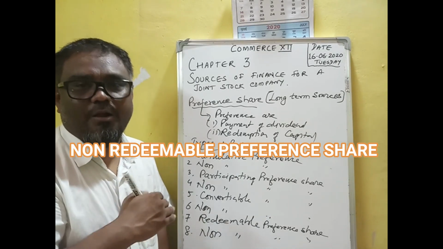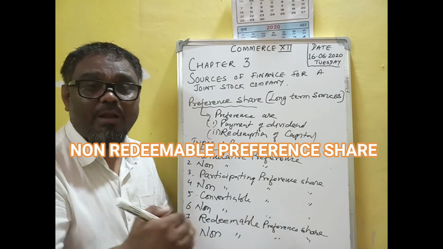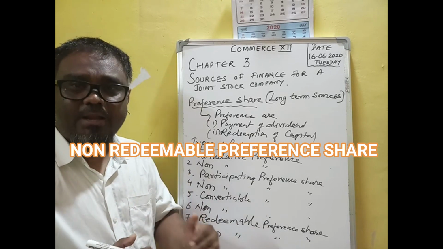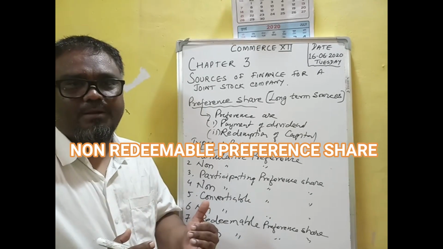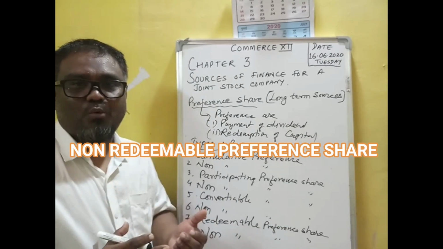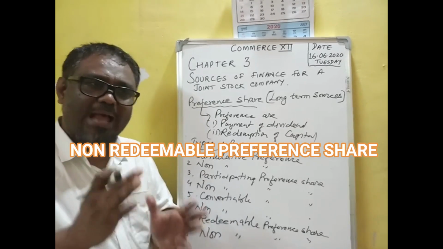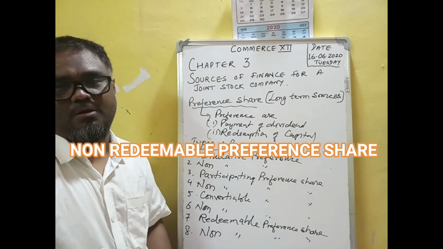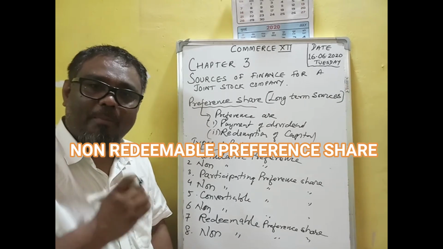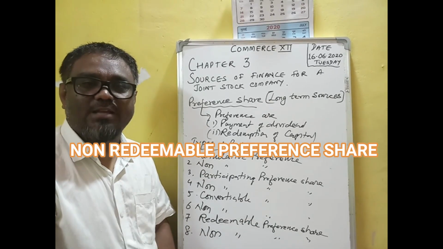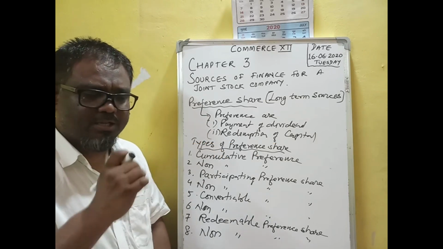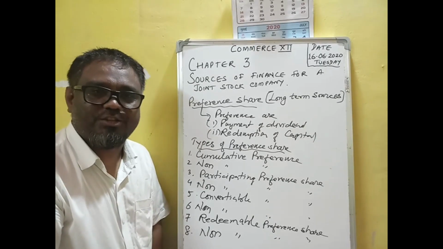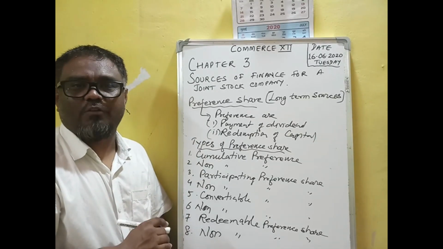Non-redeemable means non-returnable. Their money, their capital is not redeemed. Their capital is not returned back within the lifetime of the company, as long as the company is surviving. Their money is not returned back. That's why they are a permanent capital of the company. They are called non-redeemable preference shares. So these are the 8 different types of preference shares. Very important for your exam also.